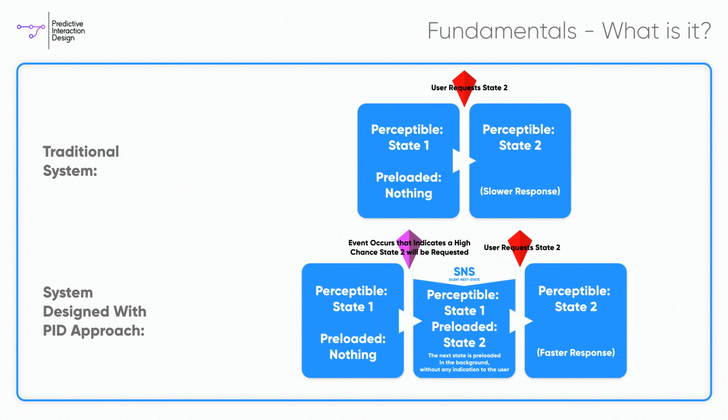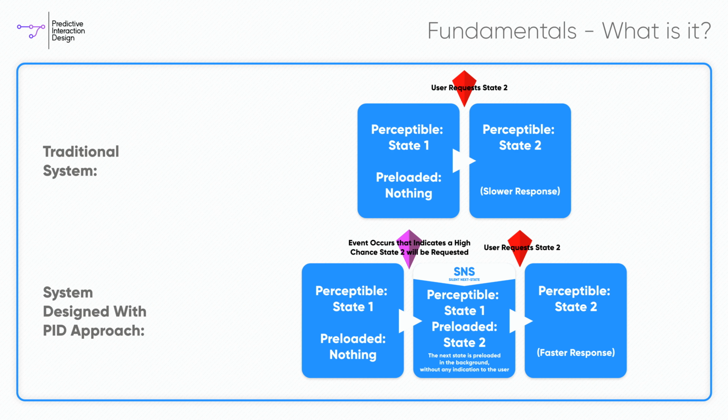Now, we can wrap all of that up into this graphic here. So we can see on the top row there, a traditional system where a system is in a specific state, it's perceptible in that specific state, and nothing is preloaded. And in a normal interaction, the user will then go and interact with that system. They will request state 2, and then after some time, state 2 will then be delivered to the user.